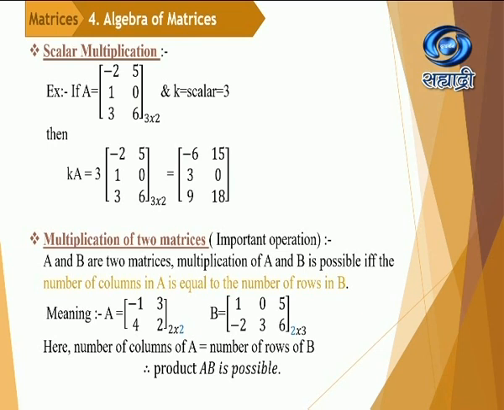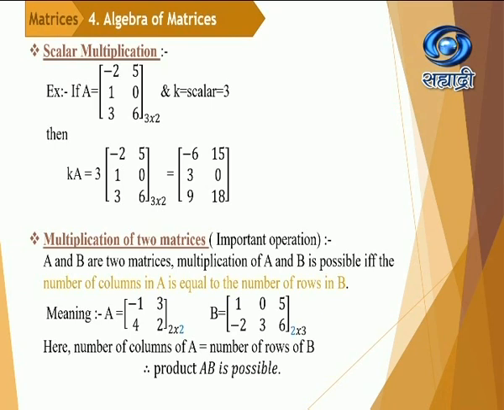Then the important point from the algebra of matrices is multiplication of two matrices, which is an important operation while solving examples of matrices. A and B are two matrices. Multiplication of A and B is possible if and only if the number of columns in A is equal to the number of rows in B. This property is important. Then only matrix multiplication is possible.